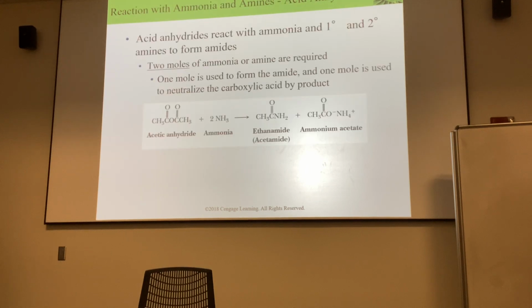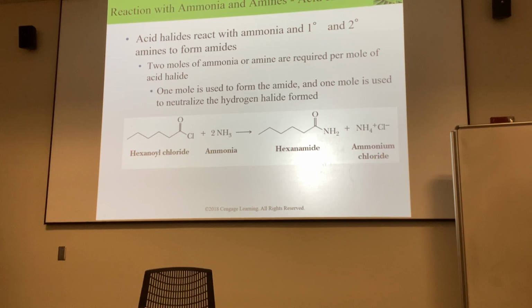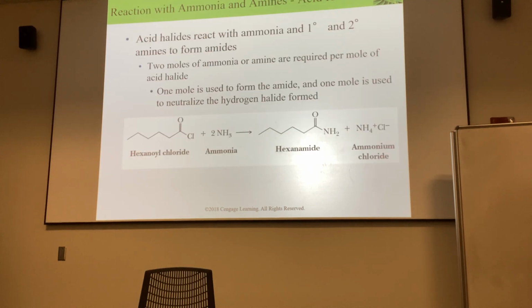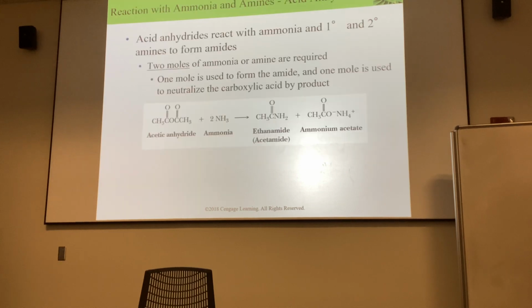Acid anhydrides react with, this is the same thing, but with a different picture. It's literally the same thing, right? Is there anything different between these? No, 2 moles of ammonia or amine are required. It is the same thing, but it's not a halogen. See, these all are just carboxylic acid derivatives to me. So acid halides and acid anhydrides just blend together.